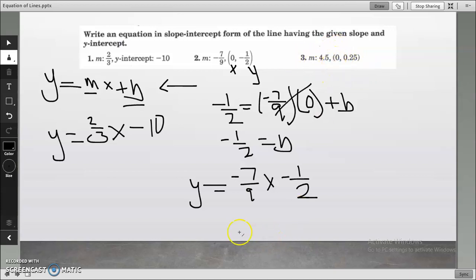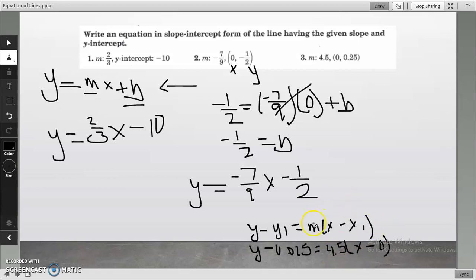So we'll use that. We have y minus y1 equals m times x minus x1. All right, so I will plug in what I have. So this is my x1 and this is my y1. So I have y minus 0.025 equals 4.5 times x minus 0. All right, so I didn't even have to put that minus 0 there because minus 0 is just plain old 0.